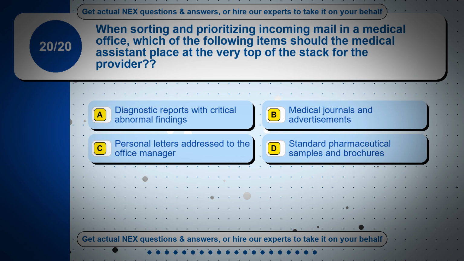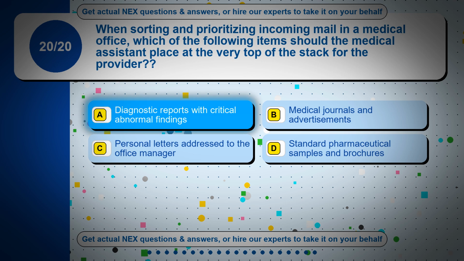Question 20. When sorting and prioritizing incoming mail in a medical office, which of the following items should the medical assistant place at the very top of the stack for the provider? Option A, diagnostic reports with critical abnormal findings. Option B, medical journals and advertisements. Option C, personal letters addressed to the office manager. Option D, standard pharmaceutical samples and brochures. The correct answer is option A.